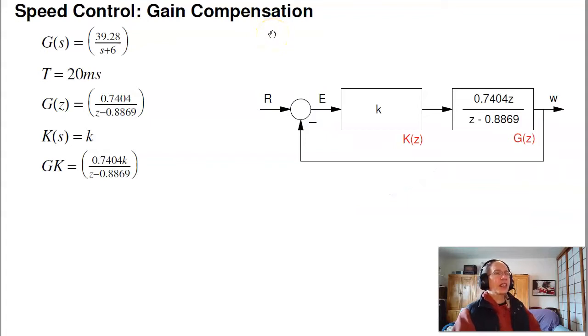So to start out, let's do speed control with gain compensation. If I'm looking at the speed of the servo motor, this is the transfer function in the Z-plane. It's your 39 over s plus 6 converted to the Z-plane with a 20 millisecond sampling rate. With proportional feedback, you just have a gain k. Now note that this is a type 0 system, and hence will have steady state error per step input.